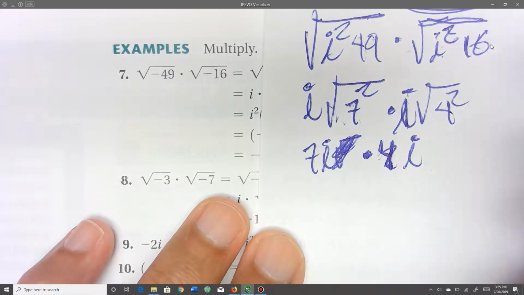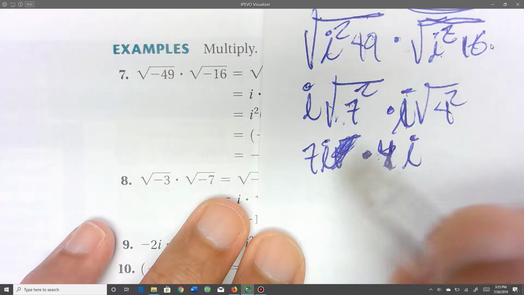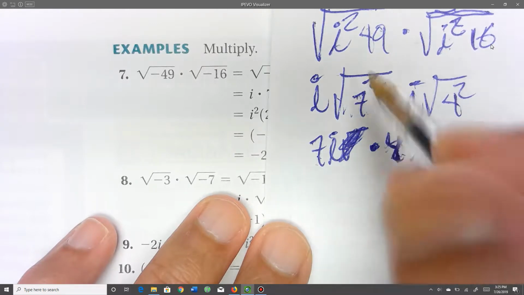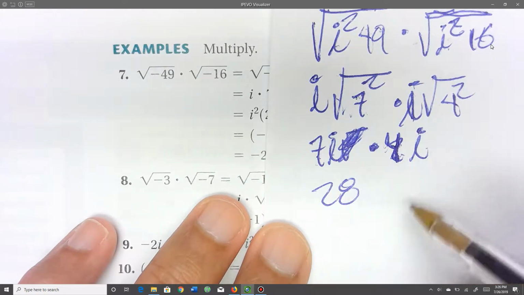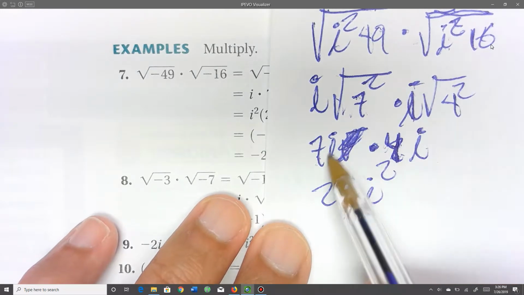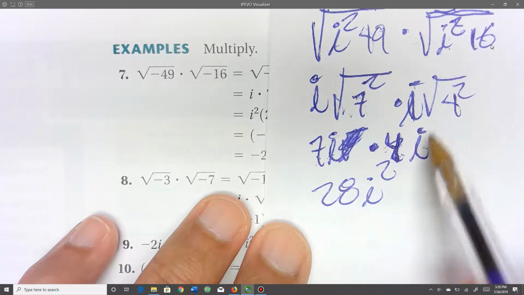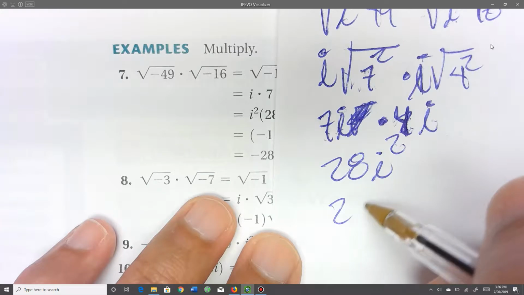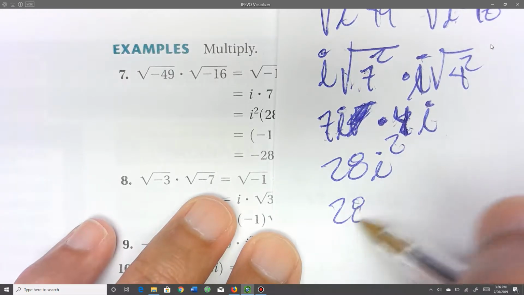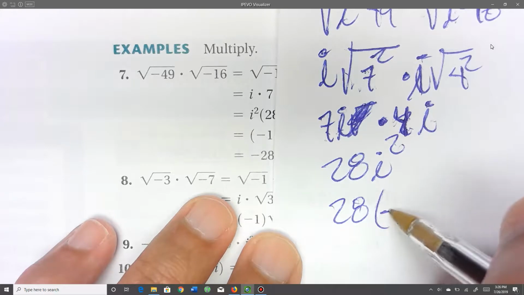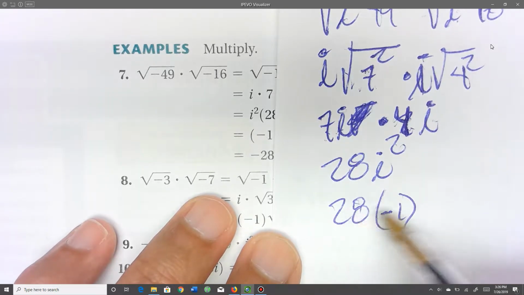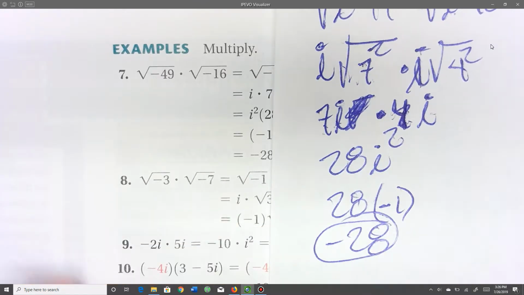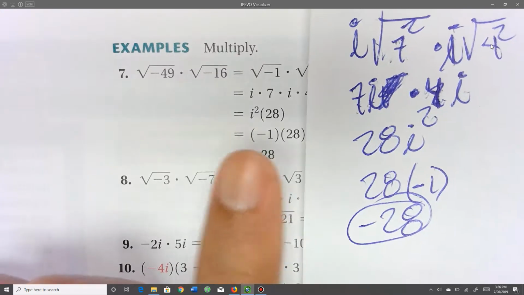Again, treat them as you would any other variable. 7 times 4. We're multiplying constants here first. 7 times 4 is 28. i times i is i squared. Again, we went from having i's to the power of 1 to i squared. What does i squared mean? Well, it means -1, and that's the simplified version of i squared. Since we're multiplying, go ahead and multiply. 28 times -1, that's -28. So the answer will be -28, which is what they got.